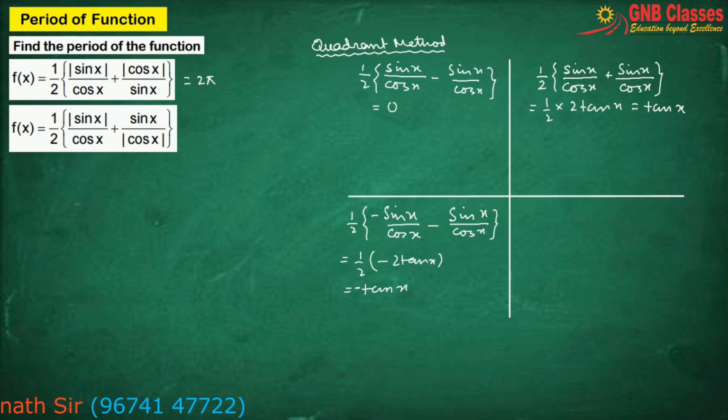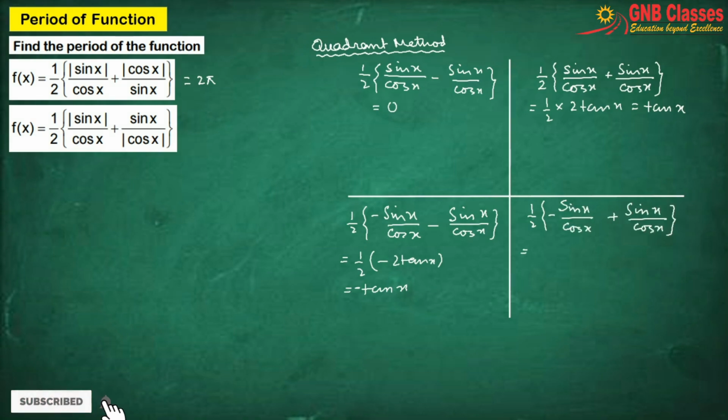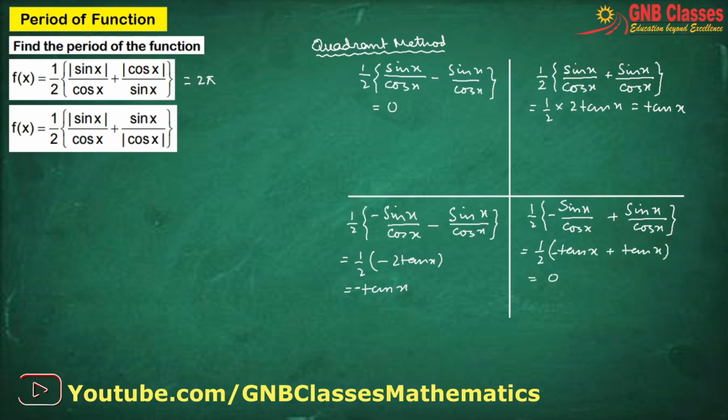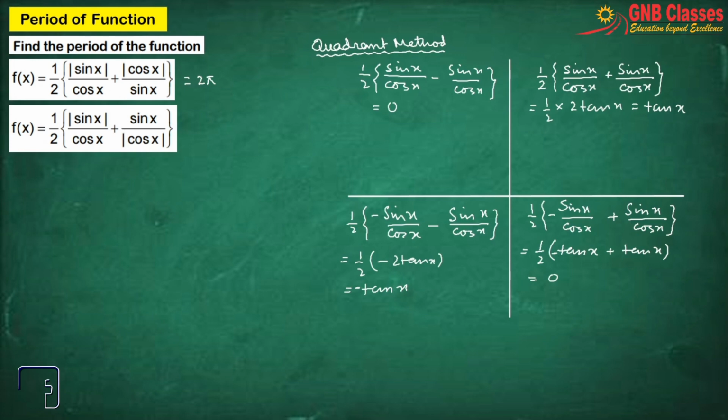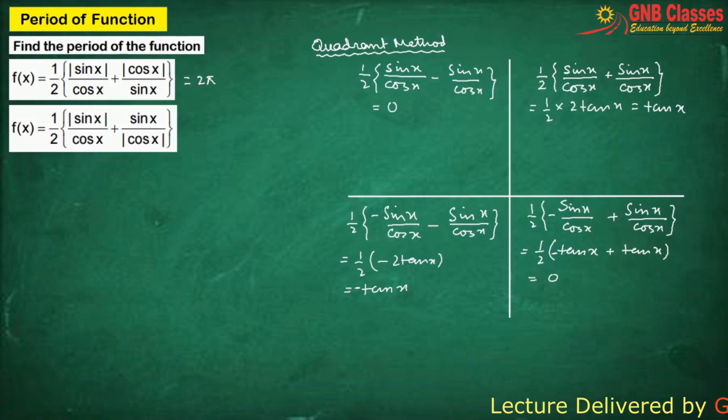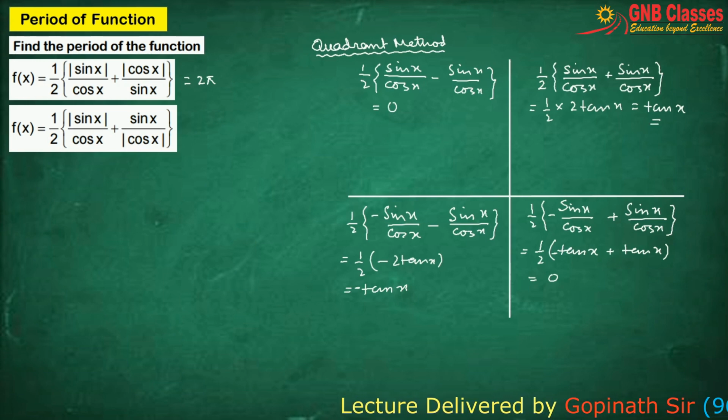In the fourth quadrant, sine is negative, cos is positive. So the function becomes, is it clear? Now, this is the first step that we have done. In the second step, we have to find out whether the trigonometric ratio that we are getting in each quadrant is positive or negative. Accordingly, we will put the sign. In the first quadrant, tan x is positive, so it is positive.